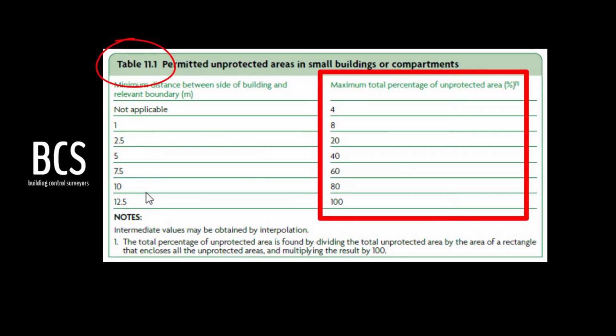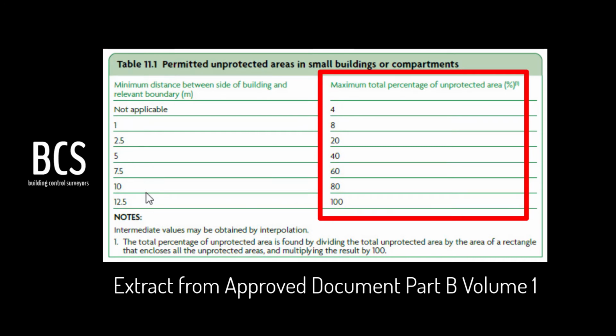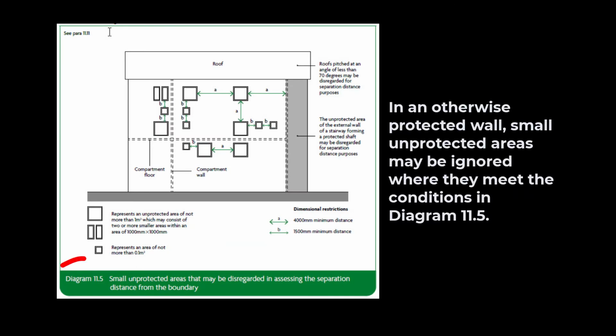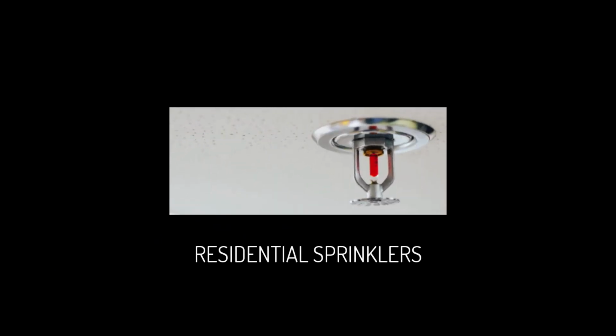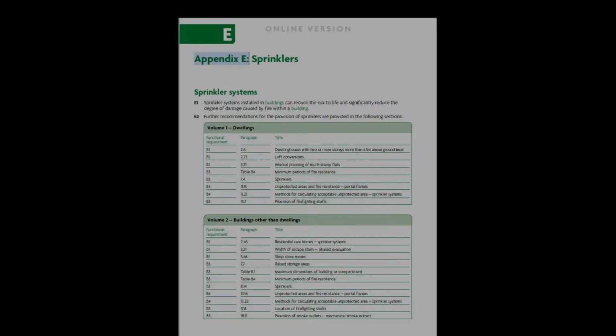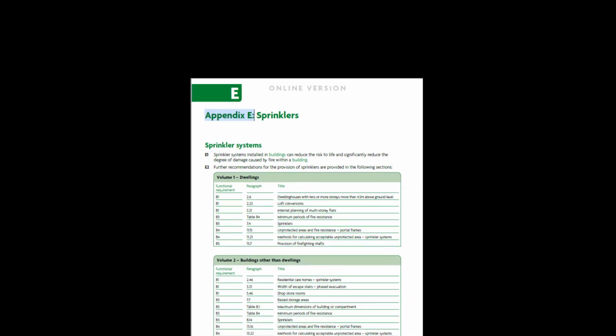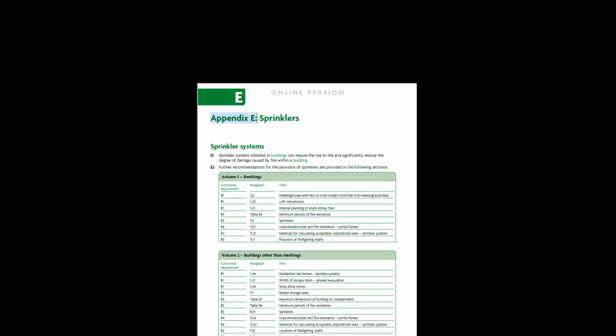Each side of the building should meet the limits stated in Table 11.1 of the approved document Part B Volume 1. In an otherwise protected wall, small unprotected areas may be ignored where they meet the conditions in Diagram 11.5. A point to be noted is that in either case, if sprinklers are proposed as a fire suppression method within buildings, and are fitted throughout in accordance with Appendix E of the approved document, then either the boundary distance can be halved to a minimum distance of 1 meter or the amount of unprotected area can be doubled.